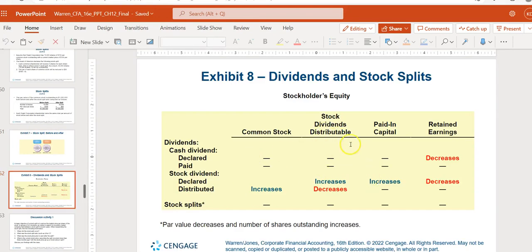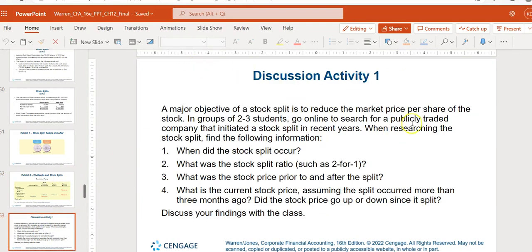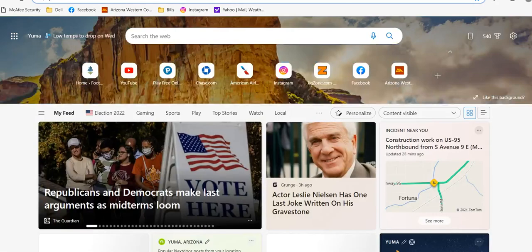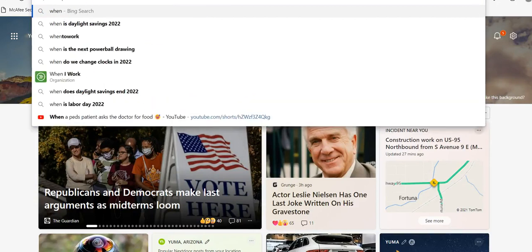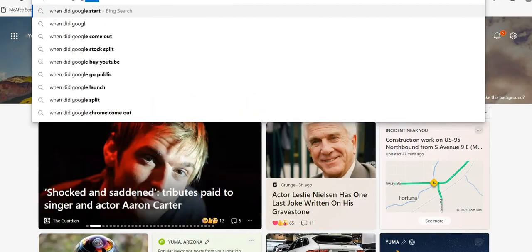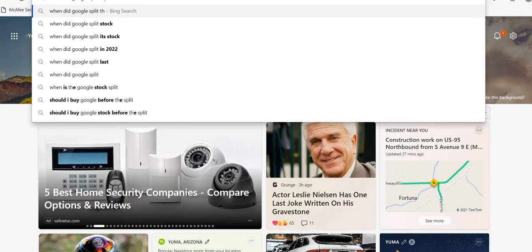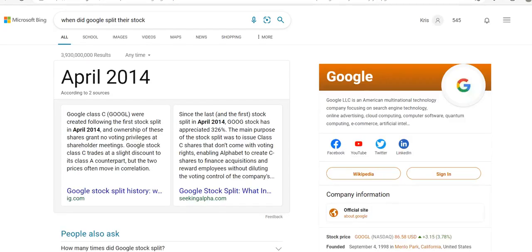Okay, dividends and stock splits, so you can see that. It's not a big deal. Okay, major objective of a stock split is to reduce the market price per share. Okay, and that has happened. In fact, I'm going to type it in here. When did Google split their stock? No, maybe it was Apple. Okay, hang on, let me do Apple.